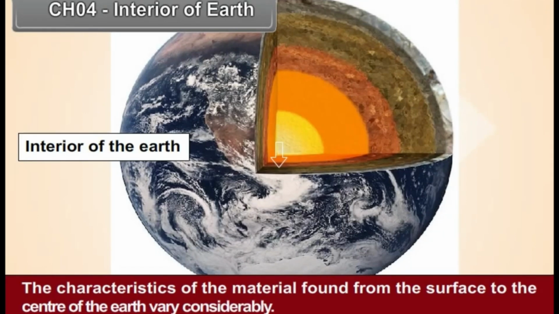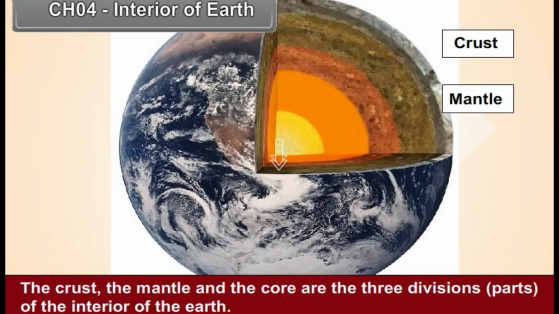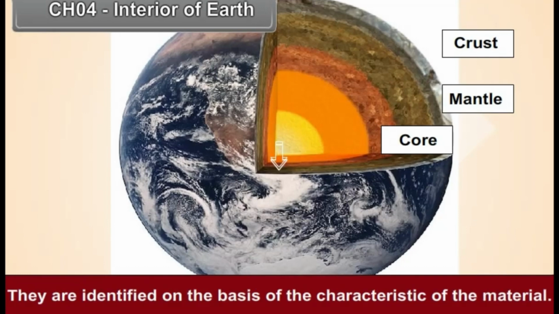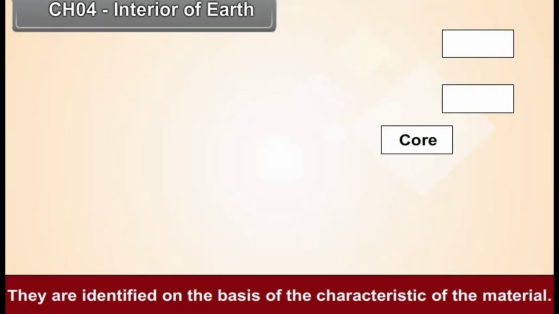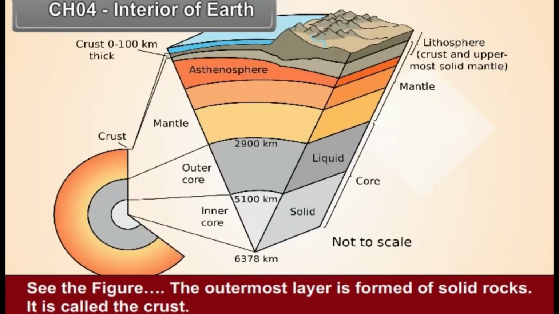The characteristics of the materials found from the surface to the center of the Earth vary considerably. The crust, the mantle, and the core are the three division parts of the interior of the Earth. They are identified on the basis of the characteristics of the materials. See figure 4.1. The outermost layer is formed of solid rocks. It is called the crust.